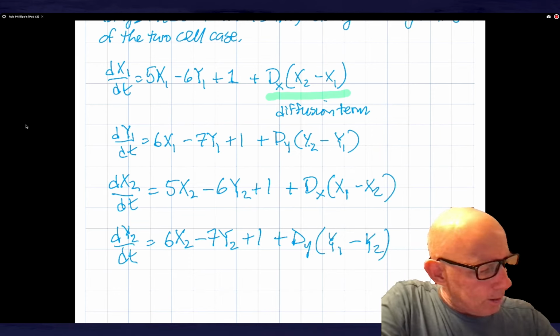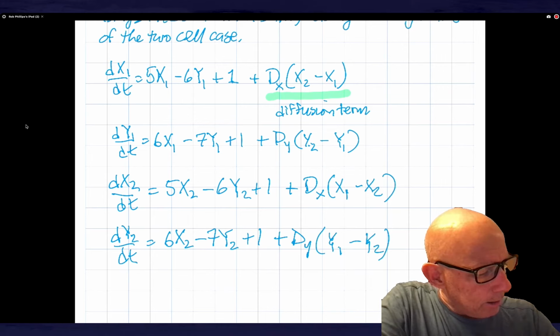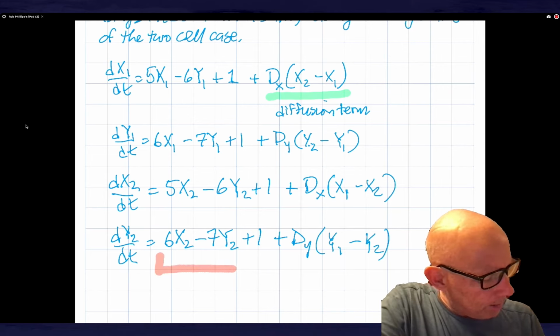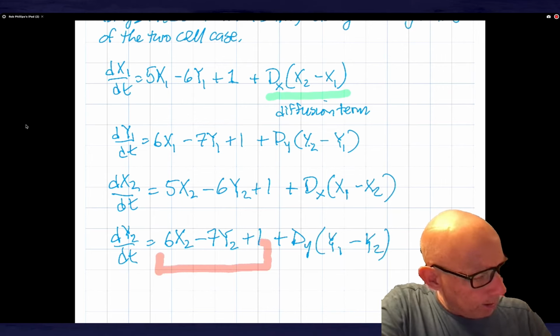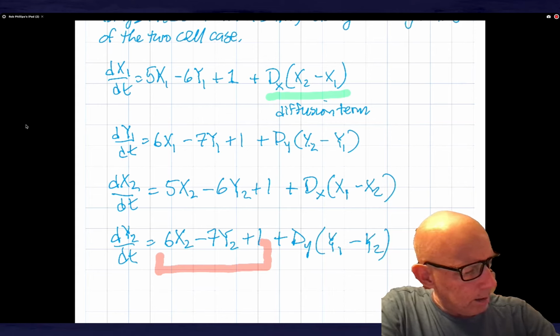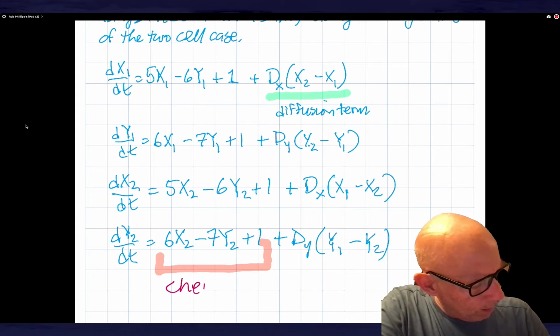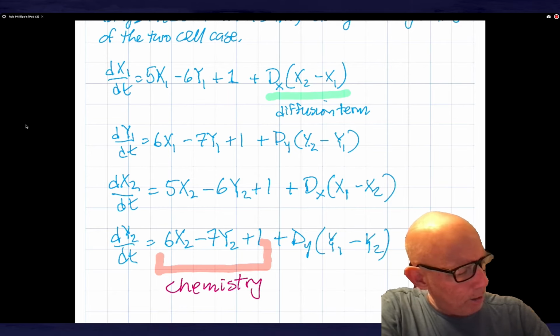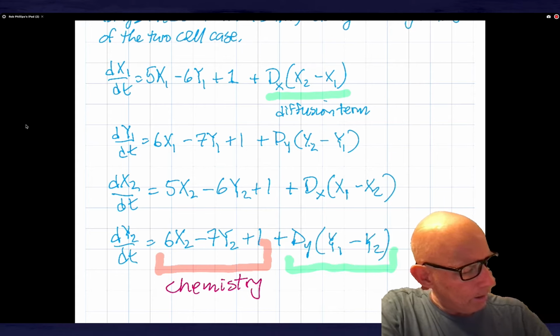Let me just note that these pieces are the chemistry terms. And then, as I already noted, these pieces are the diffusive terms.